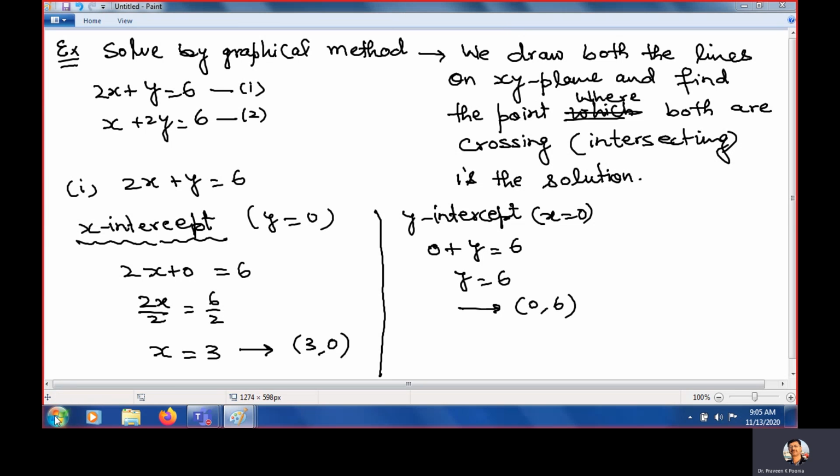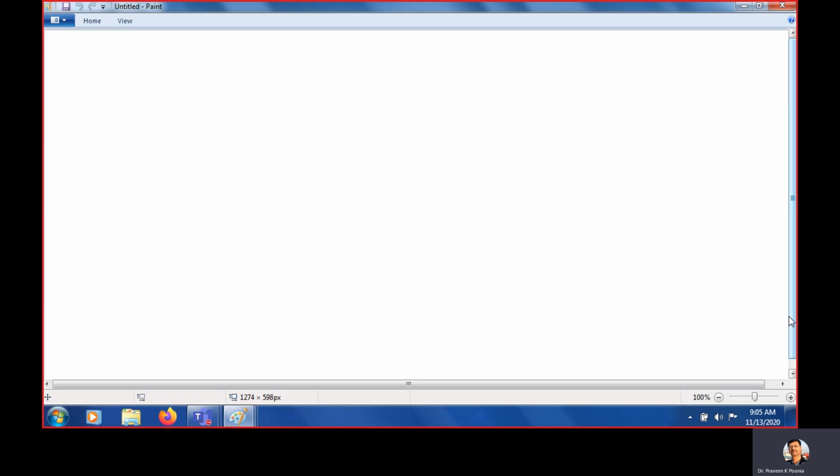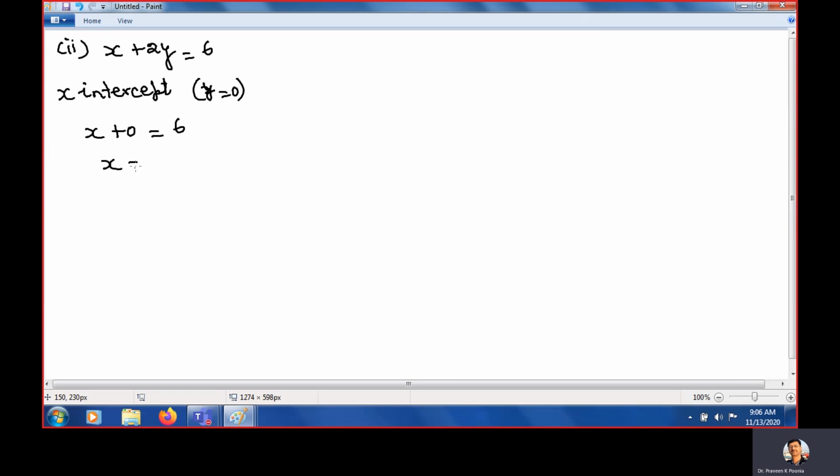Now we will find x plus 2y. Equation number 2: x plus 2y equals 6. So what is the first point? We are finding the x-intercept. And how to find the x-intercept? Put y equals 0. So x plus 0 equals 6. So x is equal to 6, and this implies (6, 0) is the x-intercept. Clear? This is (6, 0).